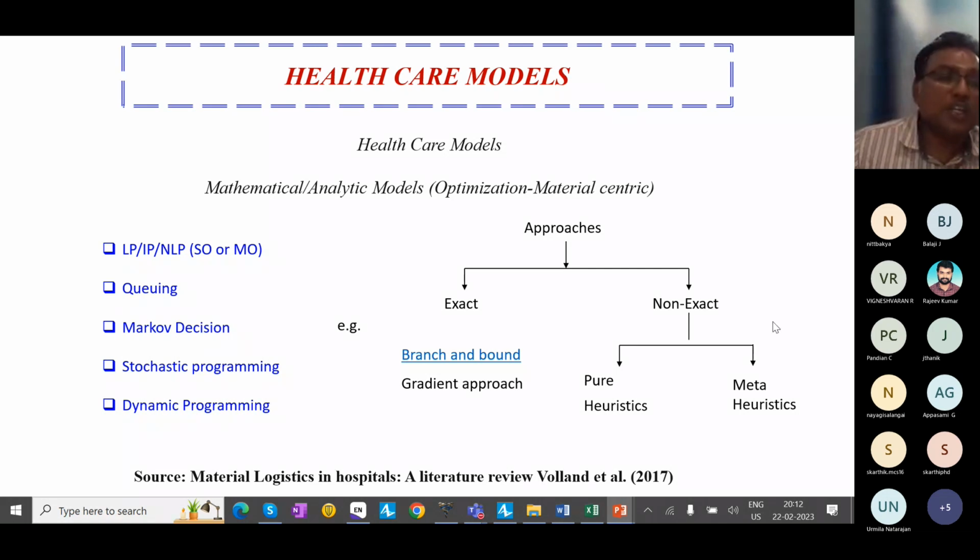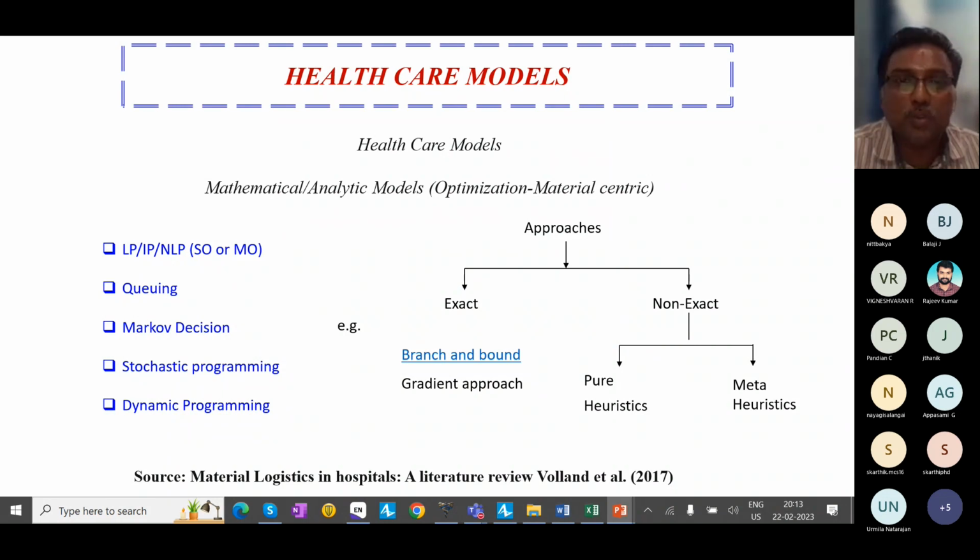So what are the models? I can go for linear programming, integer programming, nonlinear, single objective, multi-objective. I can go for queuing, stochastic, dynamic programming. These are the mathematical modeling, and these are the approaches. I can go for exact approaches or non-exact approaches. The non-exact approaches include heuristics or meta-heuristics like GA and PSO.